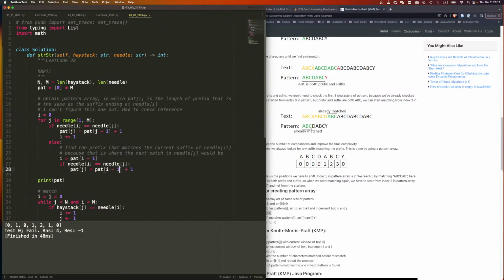So I think we need L if I is larger than 0. If I is 0, and then we have a mismatch, we just need to move on, right? So I think this shall be L if I is larger than 0. Otherwise, we just don't do it.